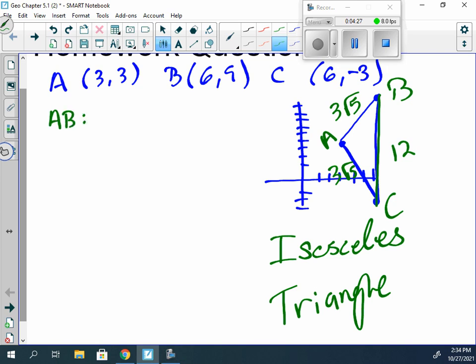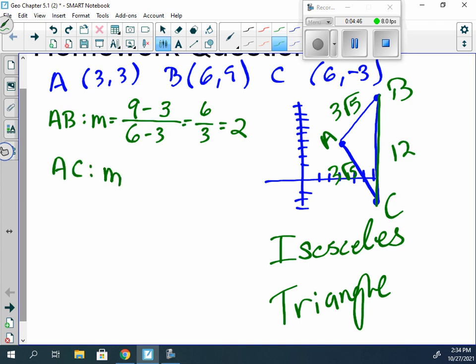So the slope from A to B, we would subtract the y values. So y 9 minus 3 over 6 minus 3. Well, 9 minus 3 is 6 over 3, which is 2. A to C, we would do the same thing. So A to C, we could say 6 minus 3 over negative 3 minus 3. Well, 6 minus 3 is 3. Negative 3 minus 3 is negative 6, which gives us negative 1/2.